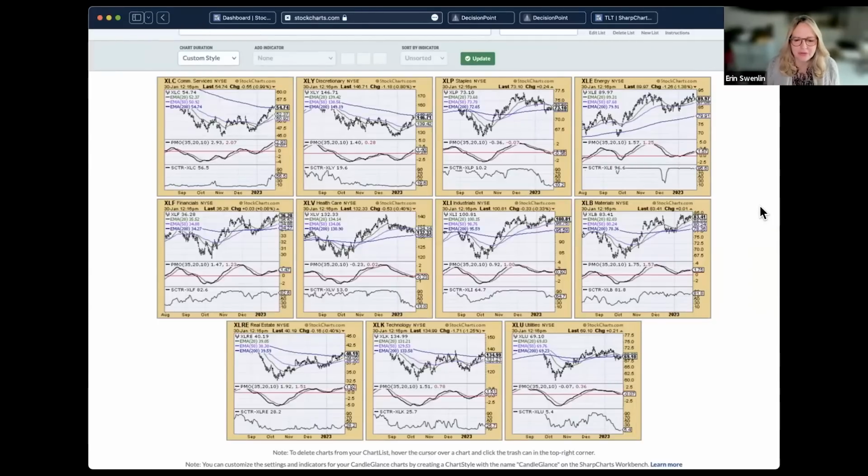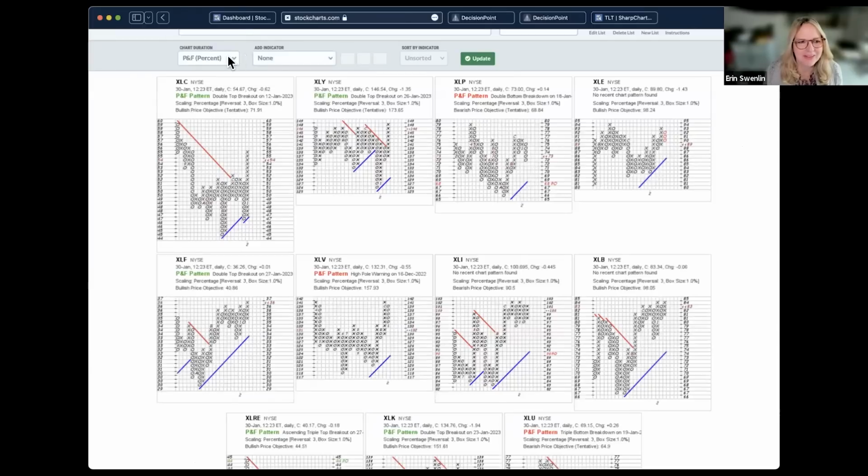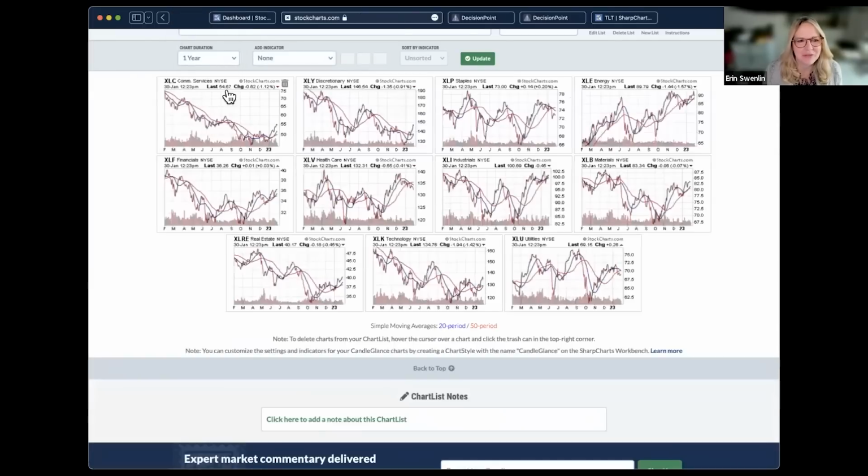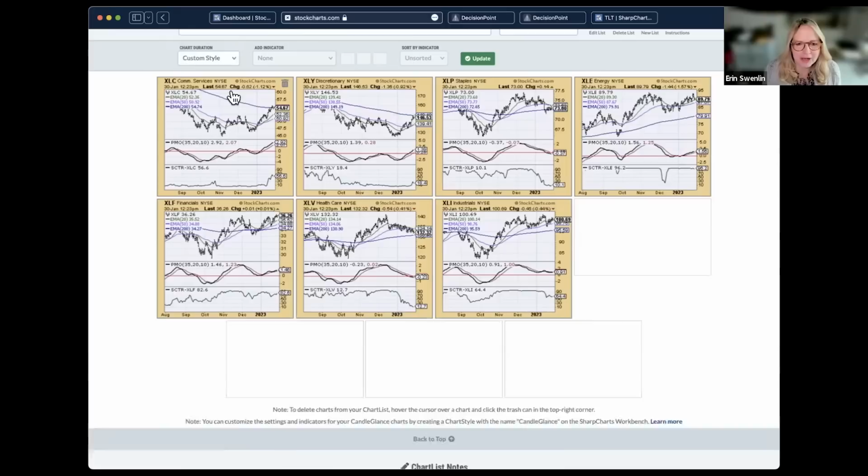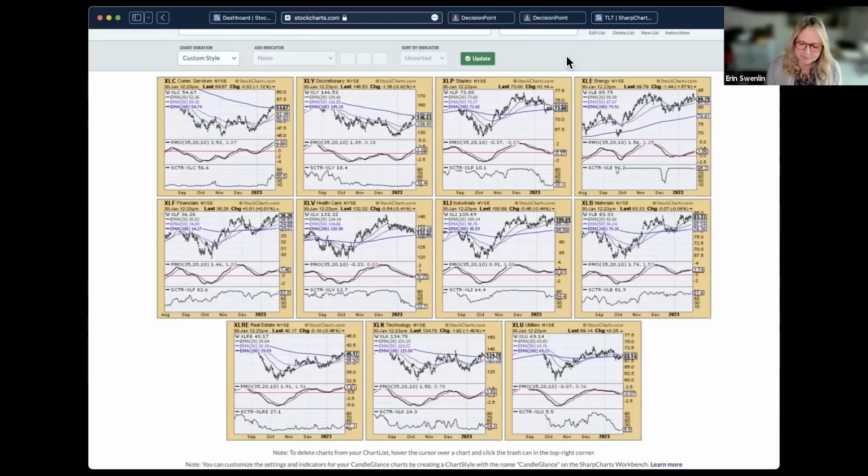Okay. So this is my list on the chart style, a DecisionPoint chart style for candle glance. If you want your own candle glance or custom style that doesn't look like one of these, just set the chart up the way you want it to on your workbench, and then save the chart style as candle glance. And then you'll see your own candle glance style.